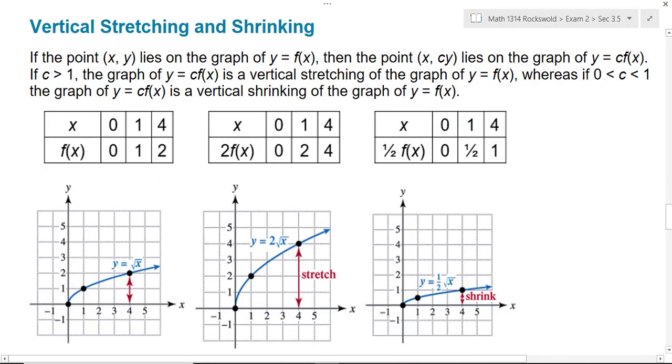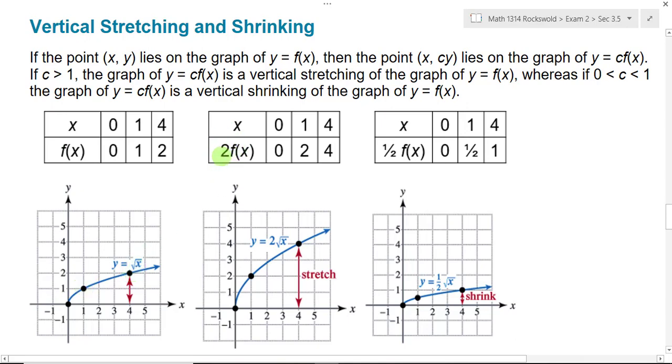Now we also are able to stretch and shrink our graphs both vertically and horizontally. If you have a point (x, y) on the graph of your function, then the point (x, c times y) lies on the graph of some constant times your parent function. That c there represents a vertical stretch if c is bigger than 1. If c is in between 0 and 1, it's a vertical shrink. And we can see that by looking at the graph of the square root function. This is the parent function without any transformation on it. And we have the points at (0, 0), (1, 1), and (4, 2).